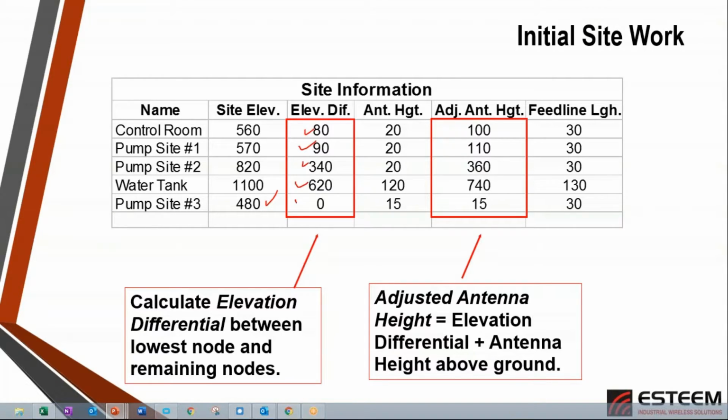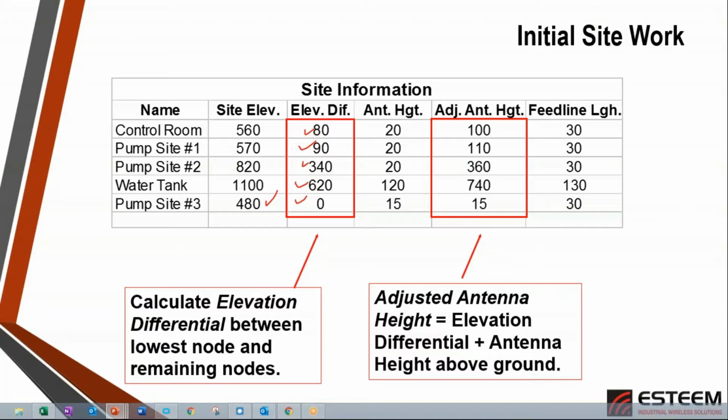This is going to give us what we call an elevation differential. We're resetting the sea level to the lowest location because we need to know how high the locations are from each other, not from sea level. We then add to that the antenna height at each of those locations to give us our adjusted antenna height.